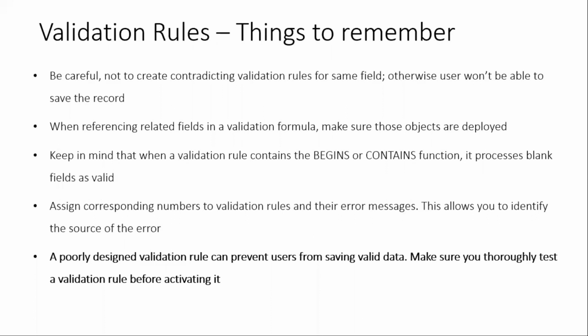Here are the key things to remember. Be careful and do not create contradicting validation rules for the same field. Otherwise, users are not able to enter any data, right? For example, in the first validation rule, I'm checking that the amount is supposed to be greater than 1,000. Okay, and there is a second validation rule I have created and activated, which says the amount is supposed to be less than or equal to 1,000. Right? These are two contradicting things, and it will not allow me to enter my data. So we have to make sure that we are not adding any contradicting validation rules.